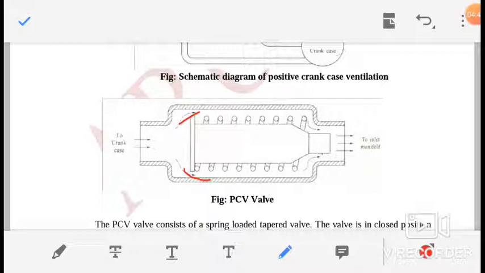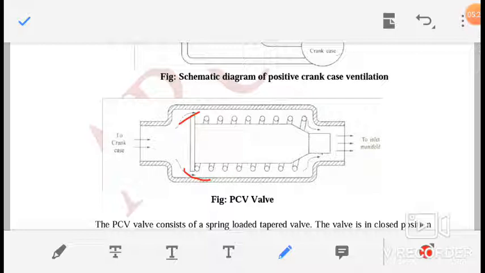So during heavy load, the amount of blow-by gases is definitely more. When the load on the engine is high, the pressure on the PCV valve will be more, instead of the valve pressure exerted by the intake manifold. So the valve will open more, and a greater amount of gases will escape from the crankcase.